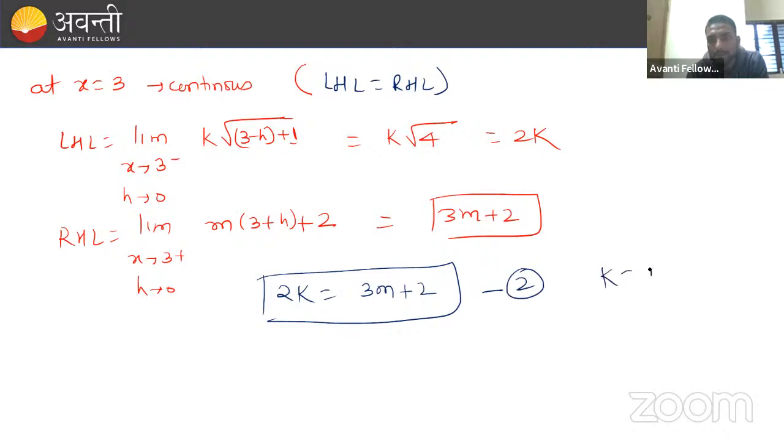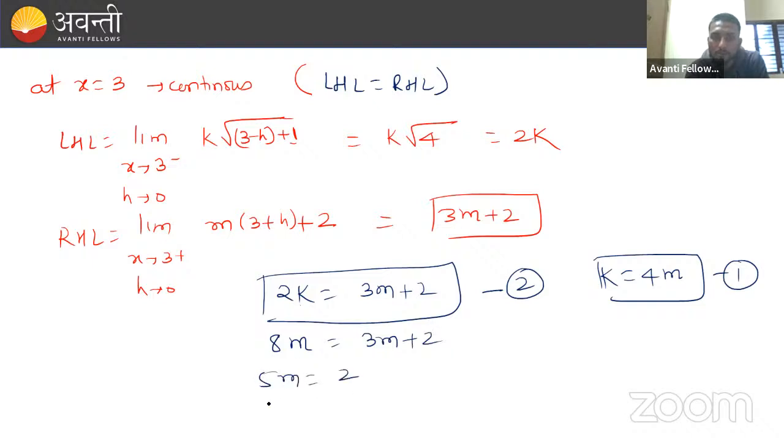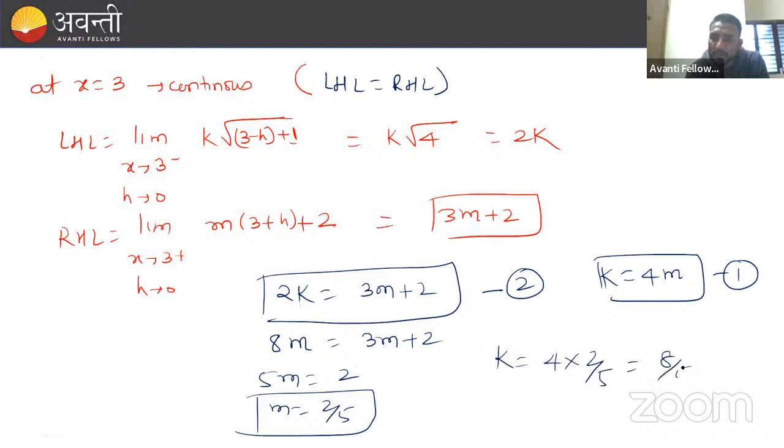What is the first equation? K is equal to 4m, equation number 1. So we just solve both the equations. If we put k is equal to 4m, it becomes 8m is equal to 3m plus 2. So 5m is equal to 2, so m is equal to 2 by 5. Similarly, k is 4 into 2 by 5, so it becomes 8 by 5.